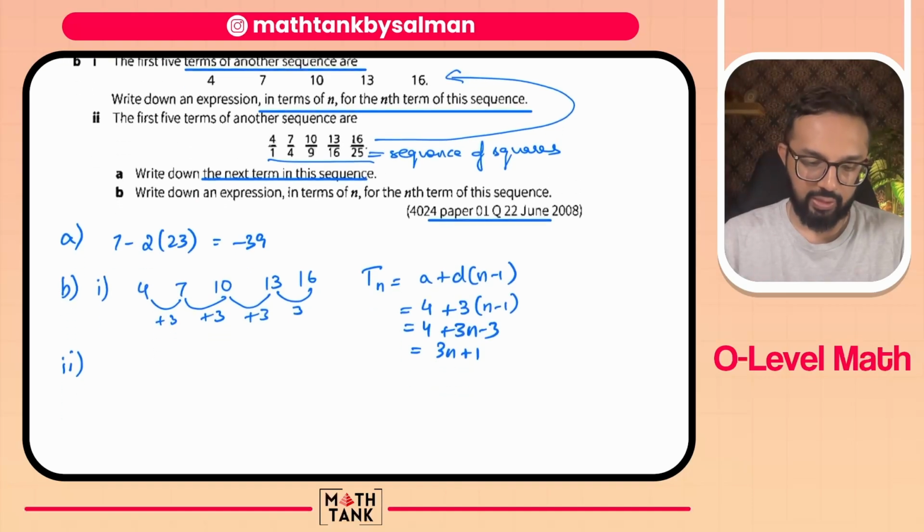Okay, let's find out the next term. So the denominator has got to be 36. And since 3 was being added, that should be 19 over 36.